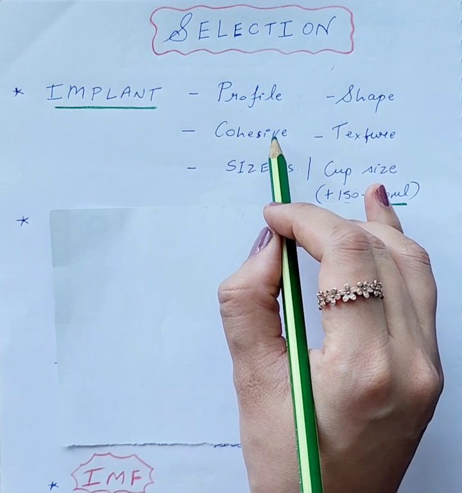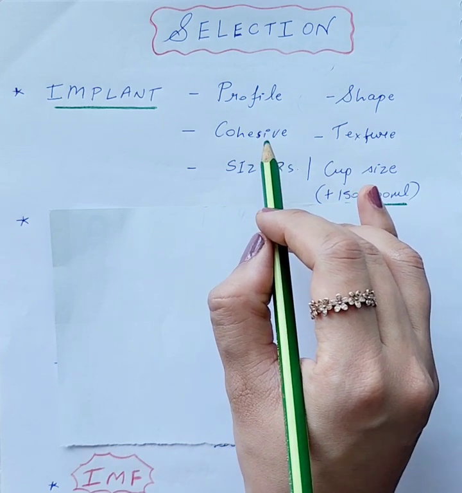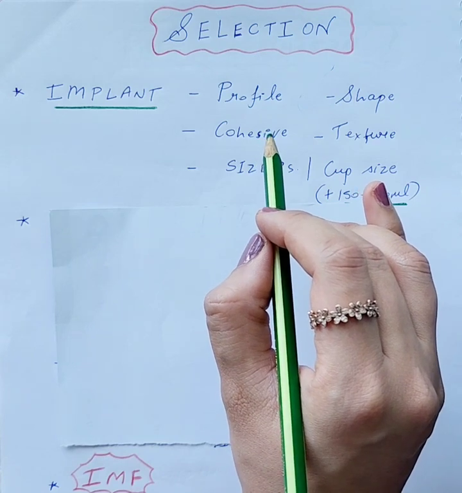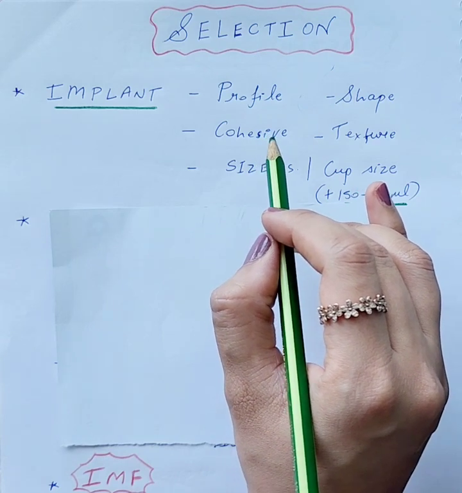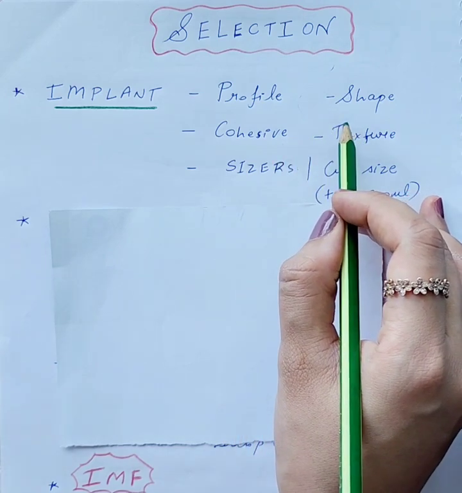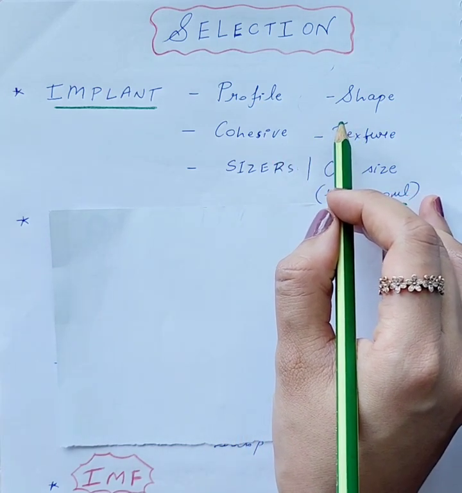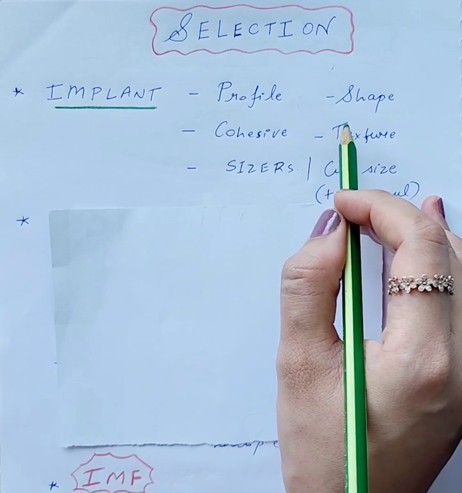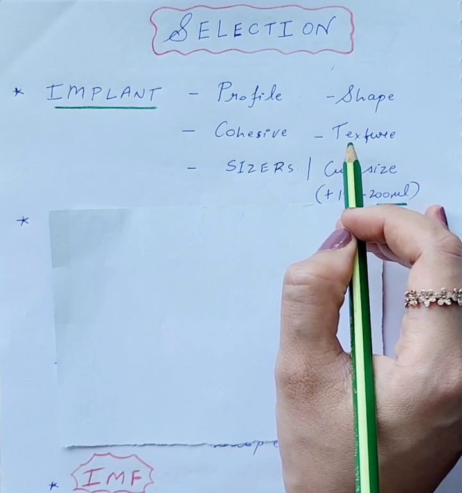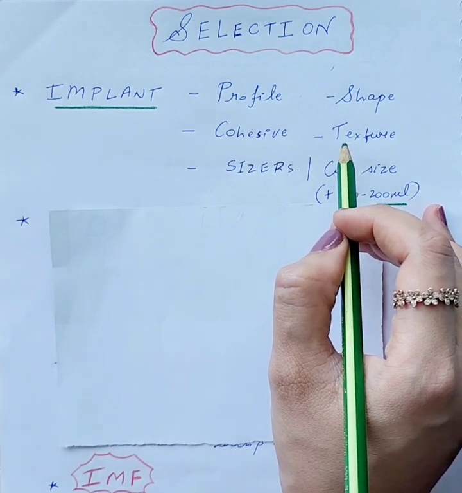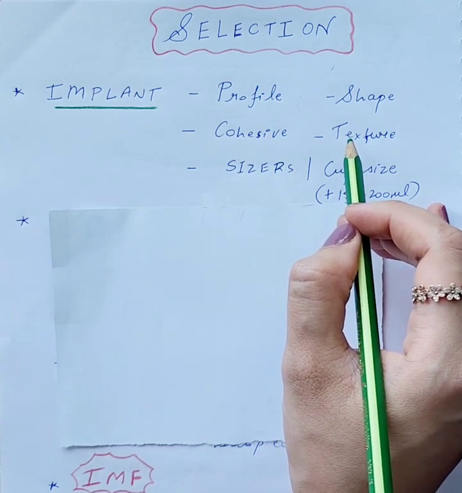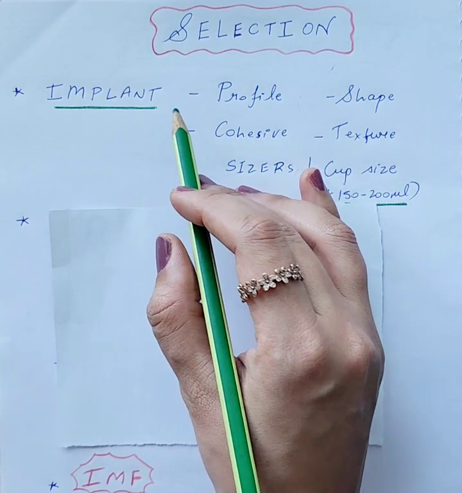The cohesiveness of the implant. So from this comes the gummy bear nature of the implants. So whether they are again low, medium or highly cohesive implants. Then the shape of the implant. So we have round or we have the anatomical, that is the teardrop shaped implants, again depending on the surgeon's preference. We have the texture of the implant, that is the surface, whether it is smooth, micro textured or macro textured type of implants.